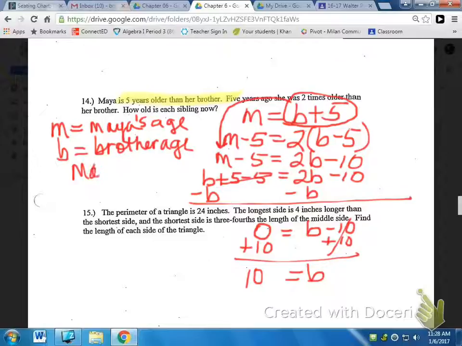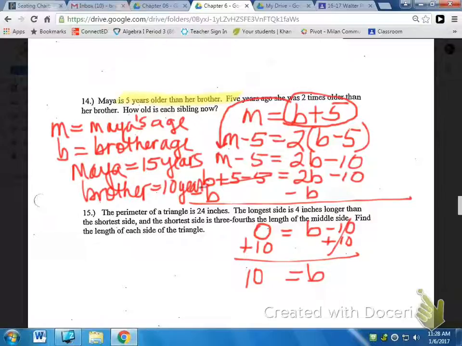So how old would Maya be then? 15. Maya is 15 years, and her brother is 10 years. She was 5 years older than her brother. Okay, that one is my least favorite problem on this whole packet, right there. I don't know if you can see why, but you got to do a little more thinking. So you got to take what she is now, brother plus 5, and then take both of them back however many years it says. So subtract 5 from both of them, and then you go from there.